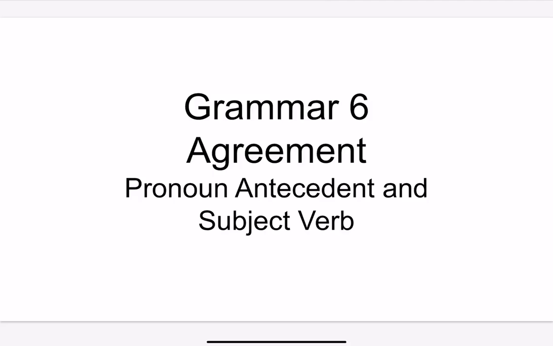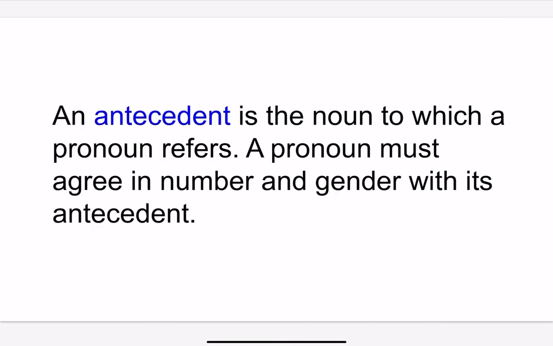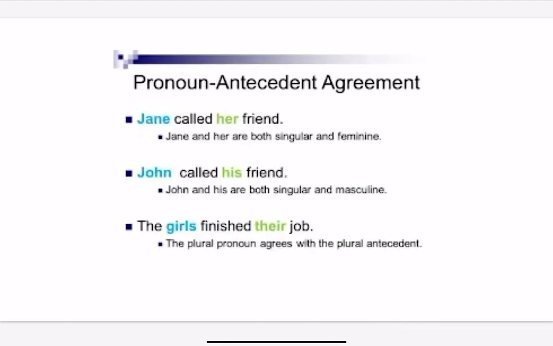Right, this lesson also has to do with pronouns, and in this case, we're not just dealing with which pronoun to choose in which case. We're dealing with pronoun agreement with its antecedent, and also with agreement between subjects and verbs. So, an antecedent is a noun to which a pronoun refers. A pronoun has to agree in number and gender with its antecedent. So these are the sentences as examples of agreement between the pronoun and its antecedent.